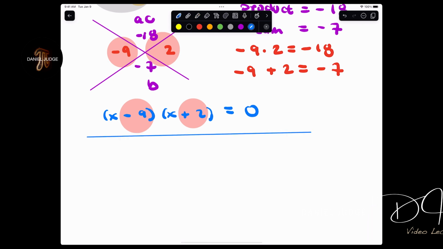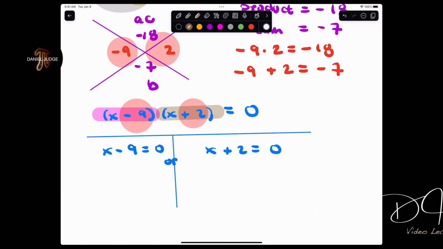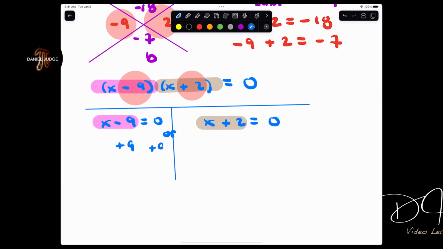And now, ladies and gentlemen, let's solve here by using the zero product rule, because I have a product of two numbers. It's really two terms, and it equals 0, which means the first term is 0 or the second term is 0. So you have x minus 9 equals 0, and you have x plus 2 equals 0. Add 9 to both sides, and ladies and gentlemen, you get x is 9. Subtract 2 from both sides, and you get x will be -2.